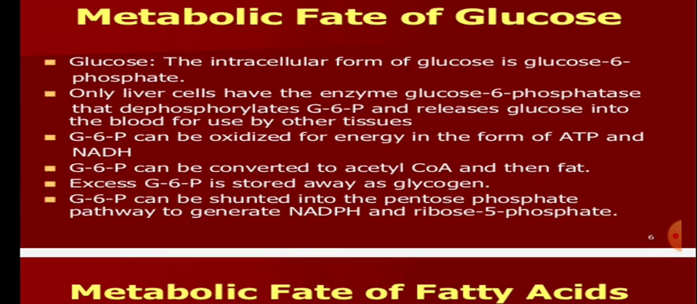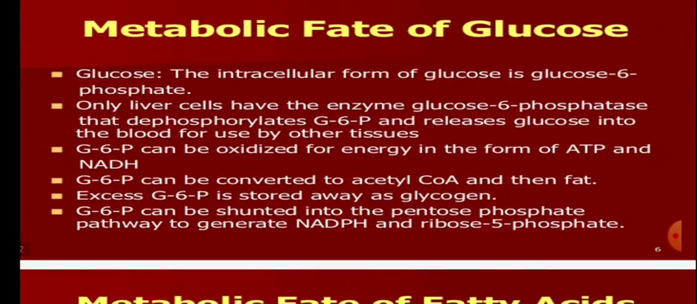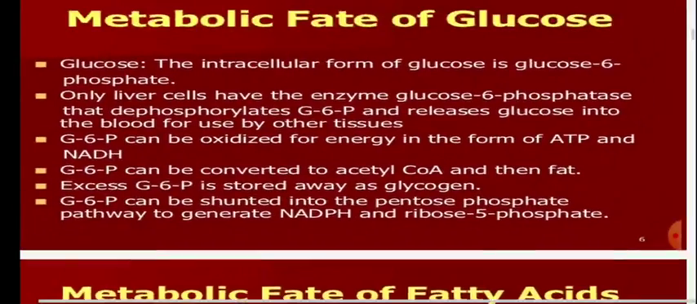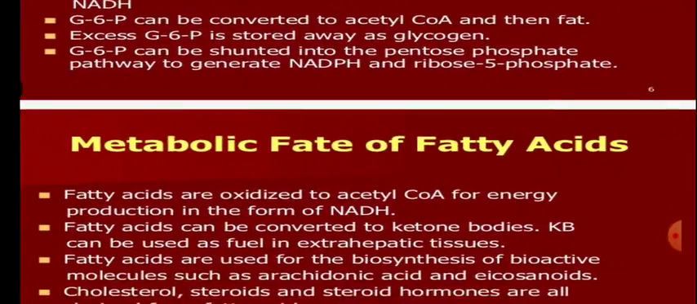G6P can be oxidized for energy in the form of ATP and NADH. Then G6P can be converted to acetyl CoA and then fat. The excess G6P is stored away as glycogen, and it can be shunted into the pentose phosphate pathway to generate NADPH and ribose 5 phosphate. So remember this metabolic fate of glucose.